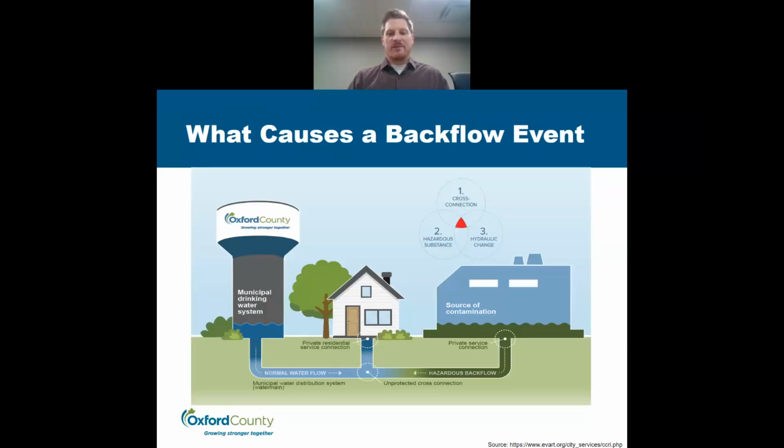What causes a backflow event? You need three conditions to have a backflow event. That's that cross connection previously discussed, which is after the water meter on the private side connection, a substance that has been added to the potable water after this cross connection, making it non-potable, and you need a hydraulic change in the system, either that drop in pressure in the water main or that increase in pressure on the private service side. This can result in contaminated water being drawn back into the water main, and when hydraulic conditions return to normal, the hazardous substance will now be distributed to area residences, businesses, and industries.